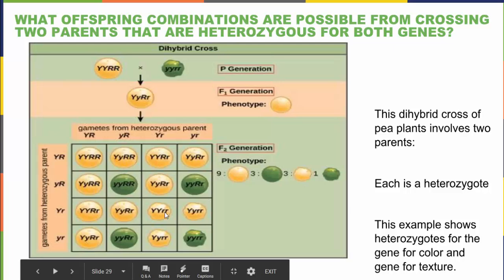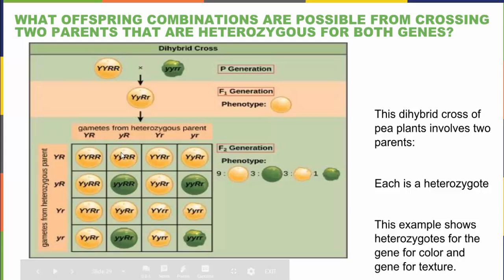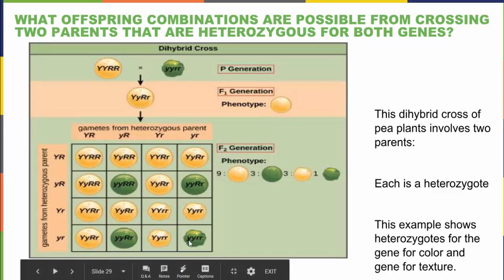Then we have to look and figure out what the phenotypes are. If we know that anything that is big Y, big Y, or anything that is big Y, little y, is going to be yellow, because yellow is dominant. The only ones that are going to be green are the ones that are little y, little y. And you can see if you look at all these green ones, they're little y, little y. So that's for color.